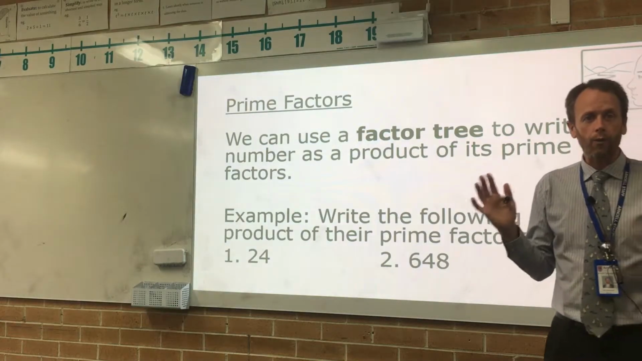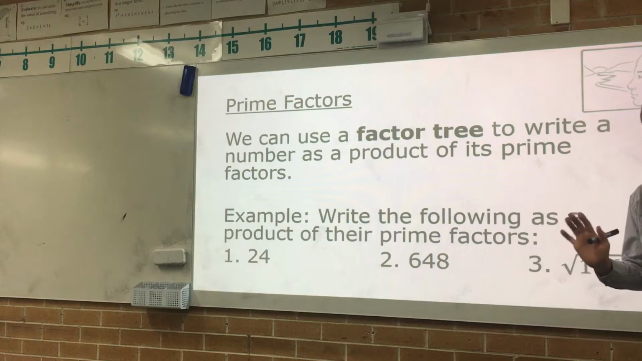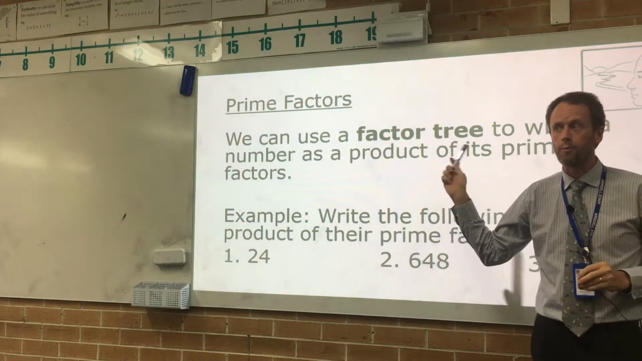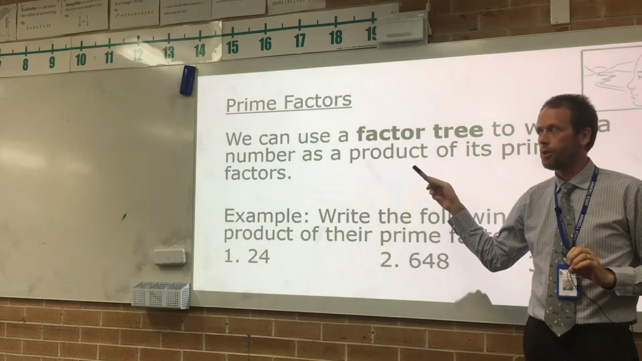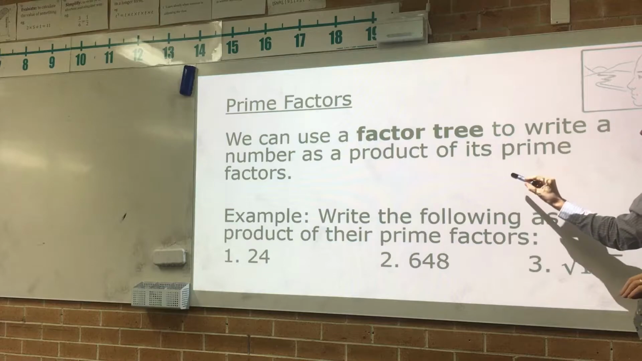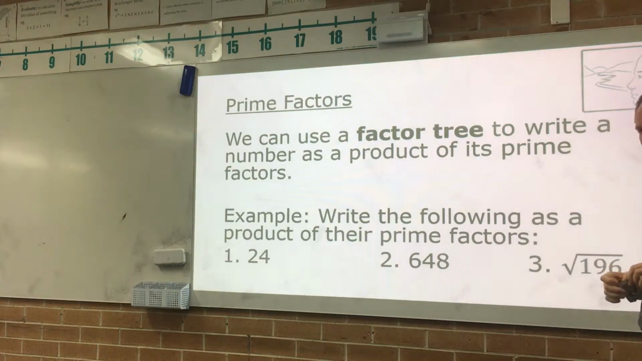Year 7, today we are doing what is possibly a little bit more tricky for us, and we're going to have to think carefully about it. We're going to build on our work yesterday with prime and composite numbers, and then try and do a factor tree to write a number as a product of its prime factors. You've probably never seen a factor tree before, that's okay, I'm going to show you.